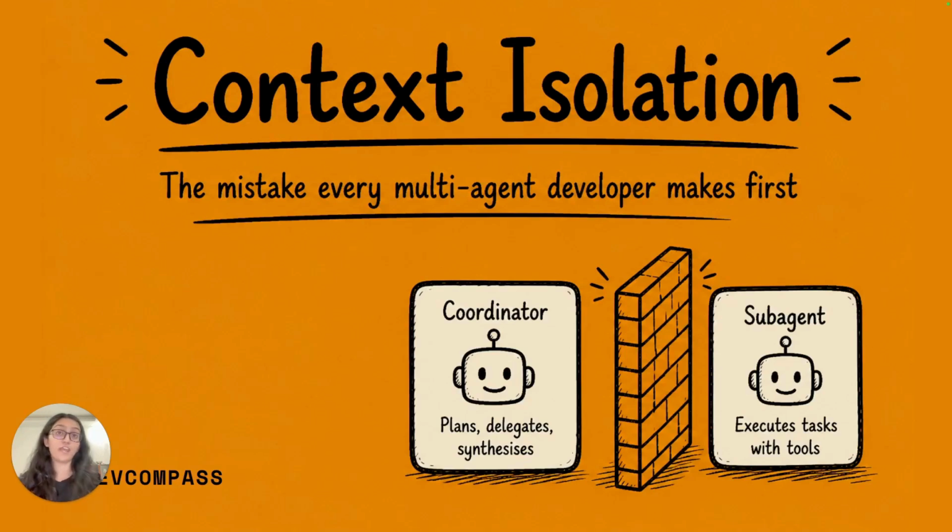This time, something called context isolation, which I have literally hinted about in the previous video when we started discussing multi-agent architecture. So if you haven't watched that video, it's time you head back and then come back here.